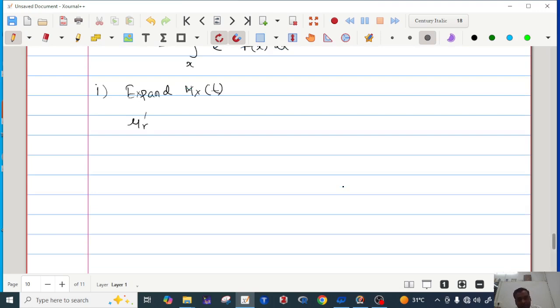How? They are the coefficients of t raised to r upon r factorial in the expansion of M_X(t).